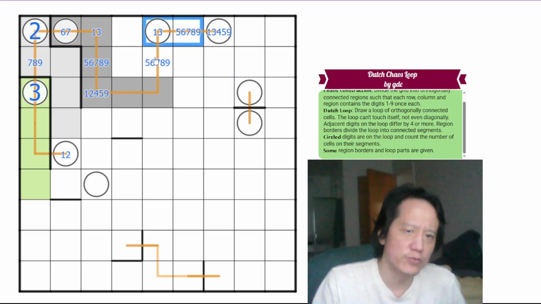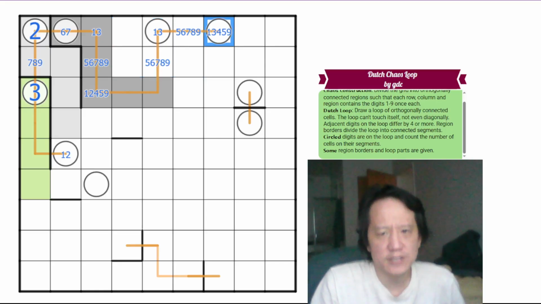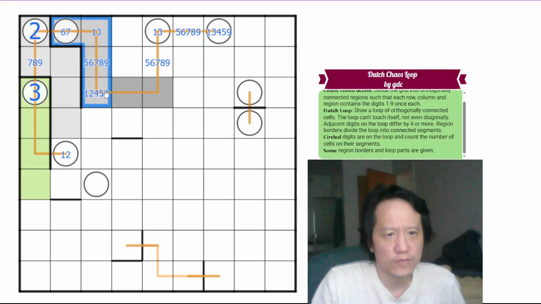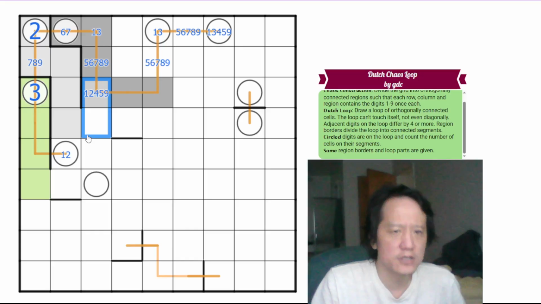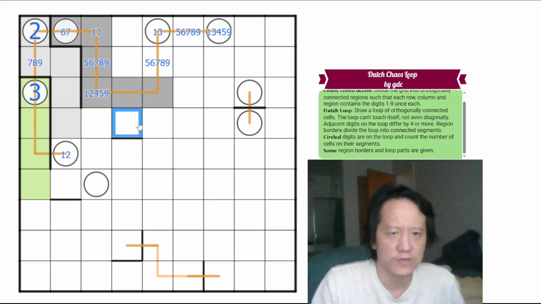this has to be a separate region. And then this can't be gray because that would close off this region. So this still has to be 4. 1, 2, 3, 4, 5, 6. So it's guaranteed to be that. It cannot touch itself here. It can't do anything like this because then it would touch itself. Or consider it basically being touching itself. So it has to go this way.